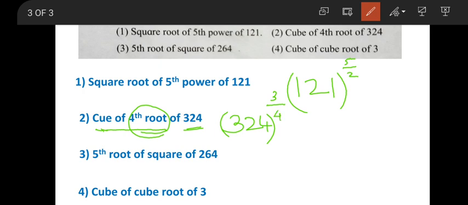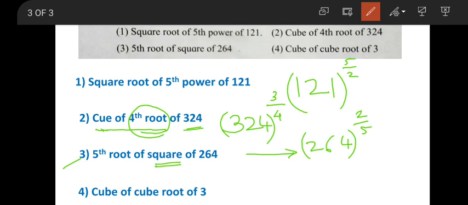Okay. Now the third one. Fifth root of square of 264. What will I do? I'll write 264 first and a bracket. Here the root, fifth root, means 5 will come down. Okay. And square will come up. Square means 2 upon fifth root, so 2 upon 5.